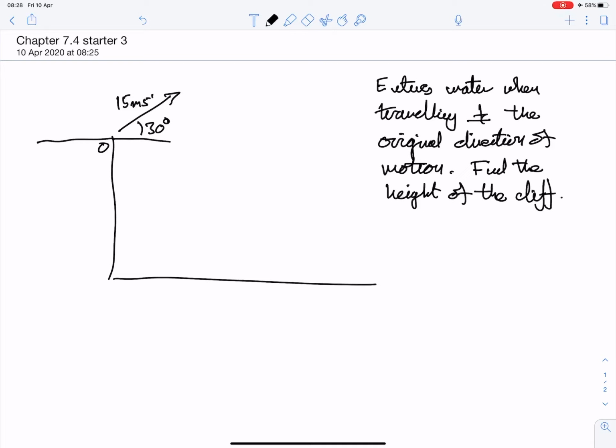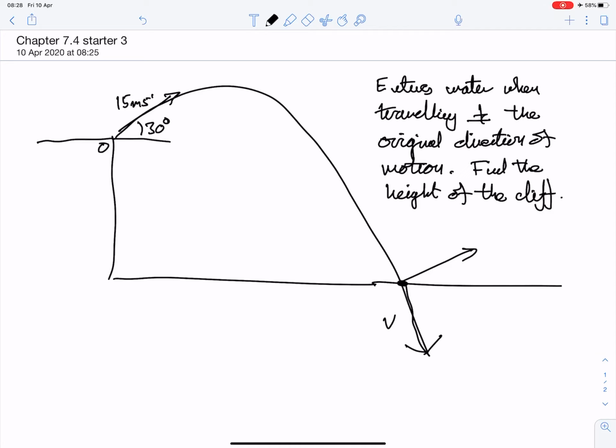So it's going to be doing this, and then down here, the direction of motion is perpendicular to the initial direction of motion. Let's just rub that out. So you have a go. So that's 15, and that is 30 degrees. If it's perpendicular, that must be 60 degrees.